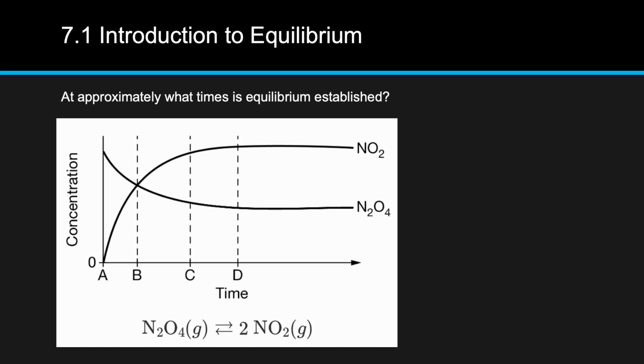All right, this example problem says, at approximately what time is equilibrium established? So equilibrium is going to be established at the point where the concentrations of reactants and products stop changing and become constant over time. So on a concentration versus time graph, this is going to correspond to where the curve kind of levels off. And in this example, that is going to be at time D. So time D would be the answer for this question.